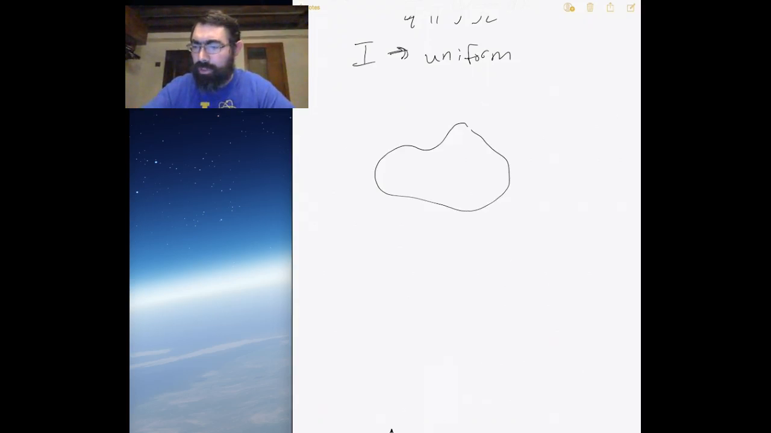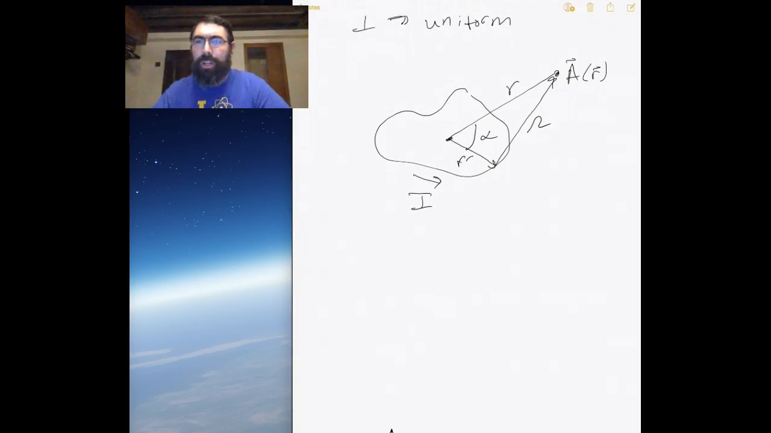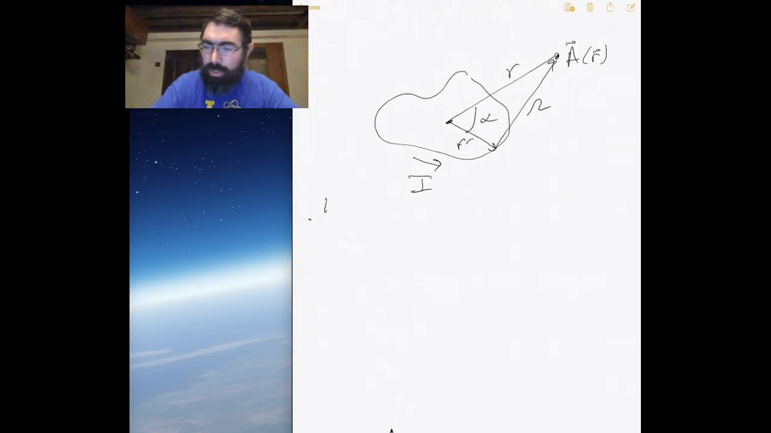So let's say this is our current flowing in this direction, and we're going to pick a point on the current and measure from there, and that's going to be the distance r prime. And then we're going to pick a point in space up here, a distance r away, and that's where we measure the magnetic potential. And so the difference between these two vectors is the script r. Now the angle between these, I'm going to call alpha. So that means I can now write out this 1 over r in terms of the law of cosines.